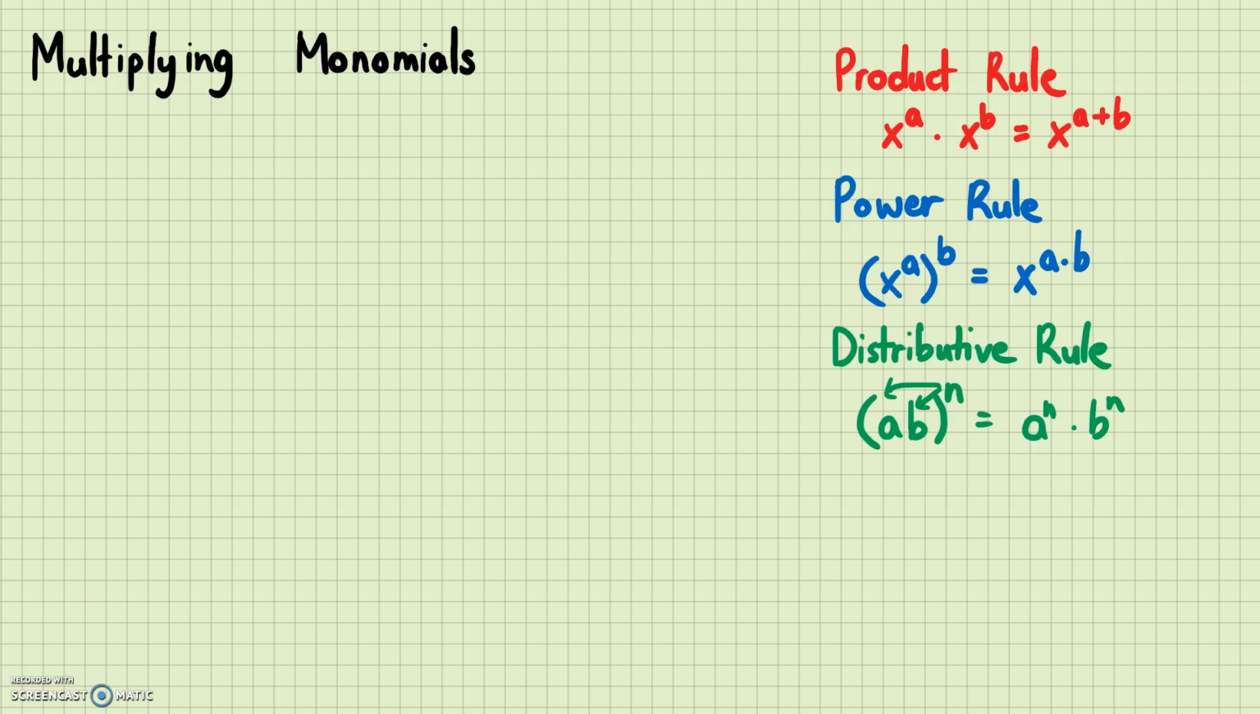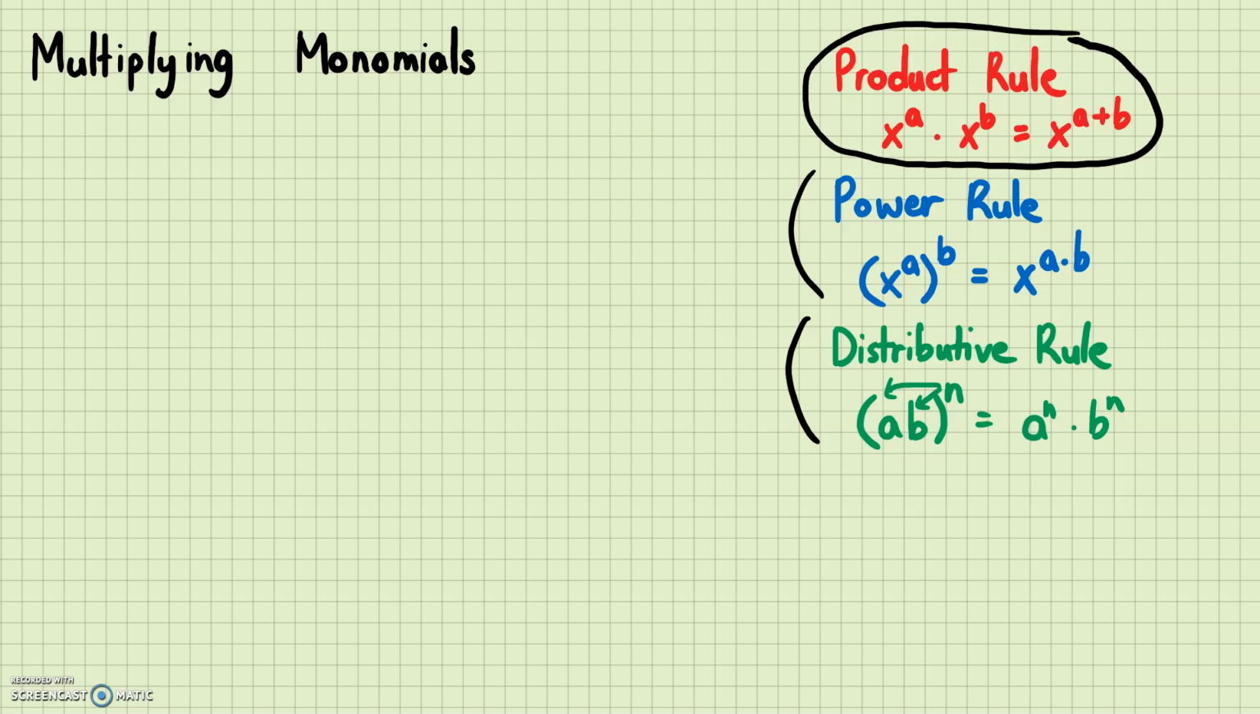So keep these rules in mind as we work through multiplying monomials. I think the product rule will be used most often, and in some cases we'll need to use the power rule and the distributive rule. So let me give you an example of multiplying monomials. Say we have 2x, this is an example of a monomial, times 3xy.